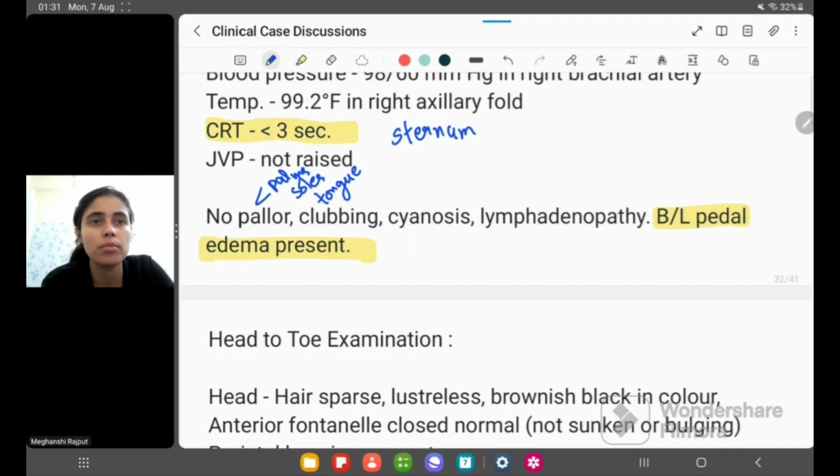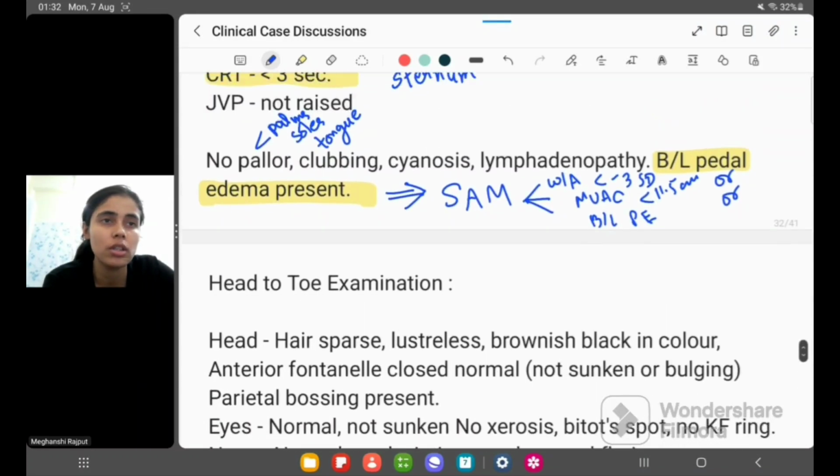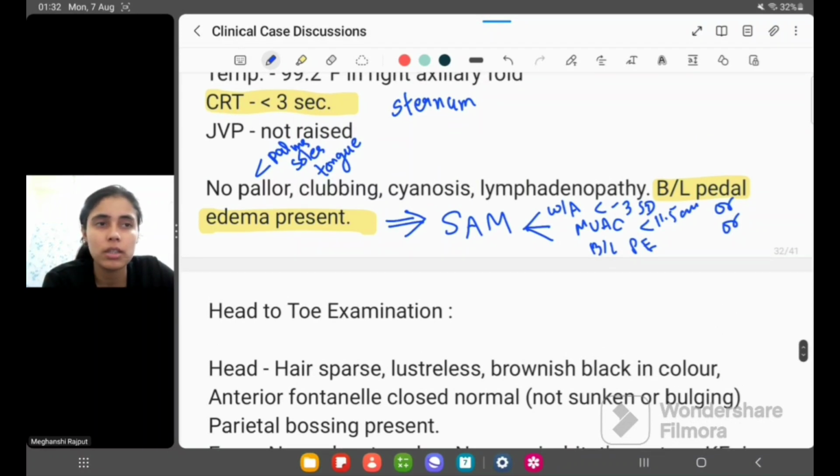Now this bilateral edema, this one single finding is actually pointing me directly to a case of SAM, that is severe acute malnutrition. For SAM, there are three criteria: weight for age less than minus 3 standard deviation, mid upper arm circumference less than 11.5 centimeter, and bilateral pedal edema. And all these criteria are OR. So if any one of them is fulfilled, we categorize it as severe acute malnutrition. So here it is severe acute malnutrition. So now we know a respiratory illness with SAM.